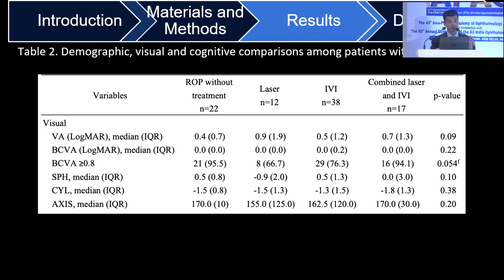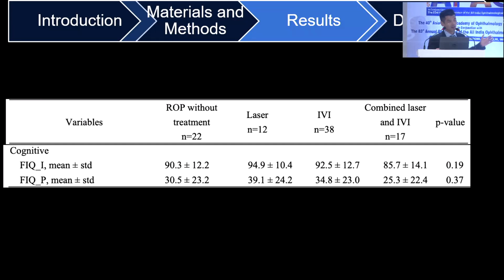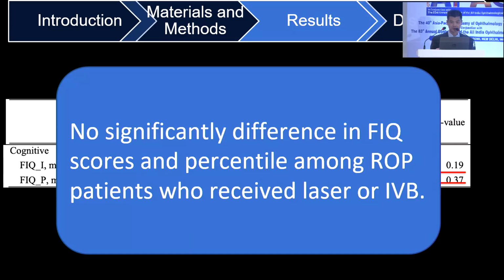Then we just looked at the ROP group, either without or with treatments. We looked at their vision first, and we did not see significant differences. And then we looked at their FIQ score. This is probably the most important slide. Basically, we didn't find significant differences in their full score and their percentile. So you could see that individuals treated with laser or Avastin or a combination had similar scores, but you do see a slightly lower score in the combined group.